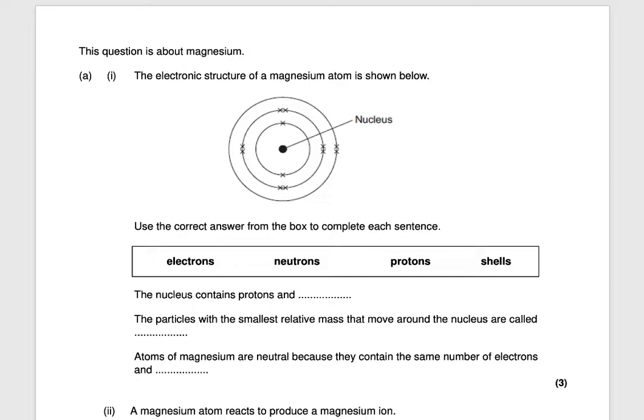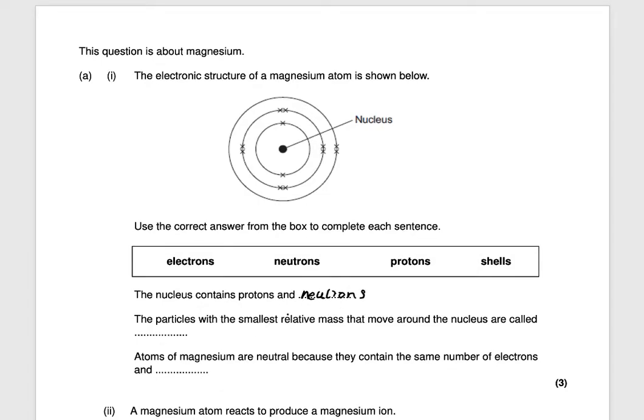Our first question states, this question is about magnesium. The electronic structure of a magnesium atom is shown below. Use the correct answer from the box to complete each sentence. The nucleus contains protons and what? It contains protons and neutrons.